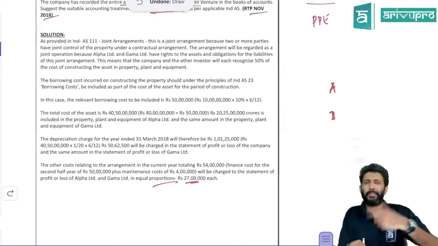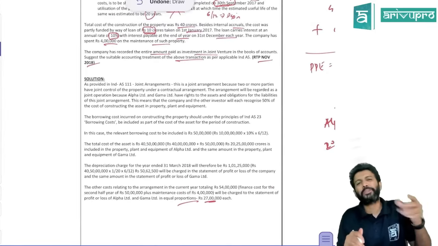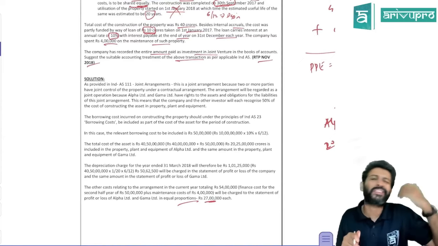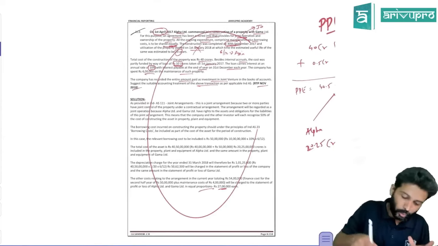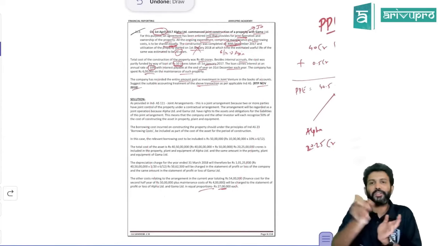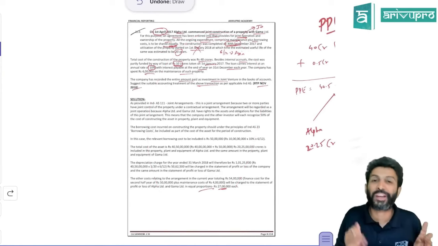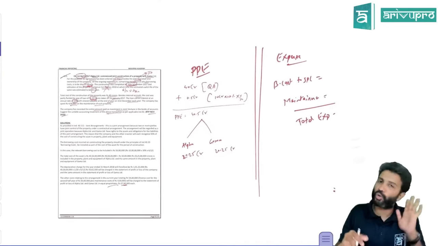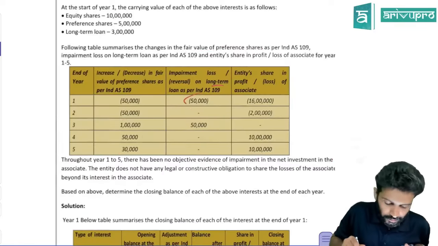Okay. Simple point. If there's a joint operation, each party will record their share of assets, their share of liability, their share of expense, their share of income. That's all this particular question is about. You'll have to give one or two extra lines when it becomes a joint operation, and then accordingly write this conclusion. Good enough.